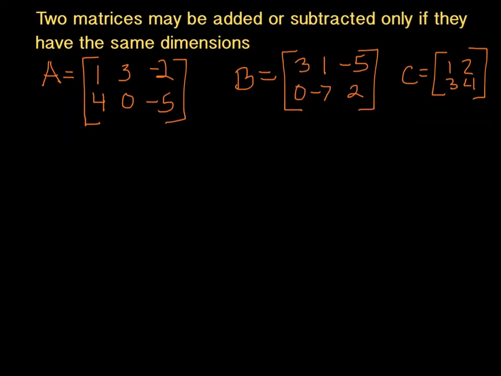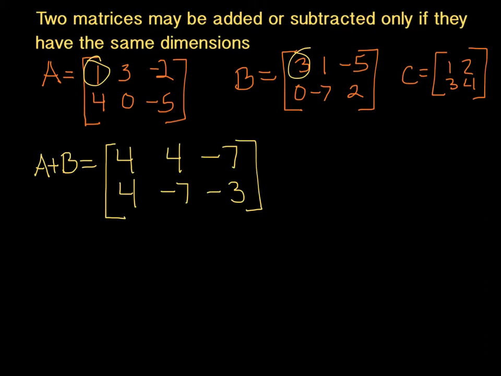All right, so now 2 matrices can be added and subtracted together, but only if they have the same dimensions. So here I've given you an A, a B, and a C. If I asked you for A plus B, we would just add the corresponding elements of A and B. And we would have 4, and then 3 and 1 makes 4, and -2 and -5 is -7, and so on. You would just add the corresponding elements.